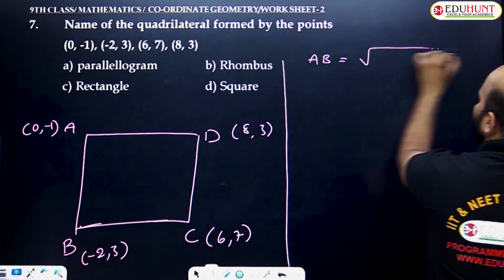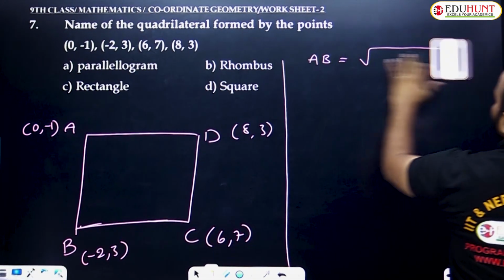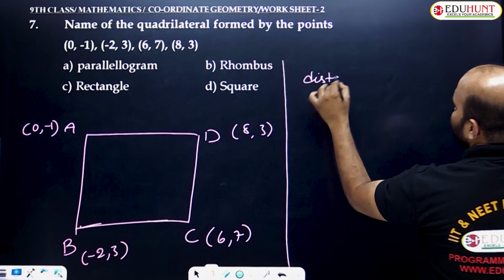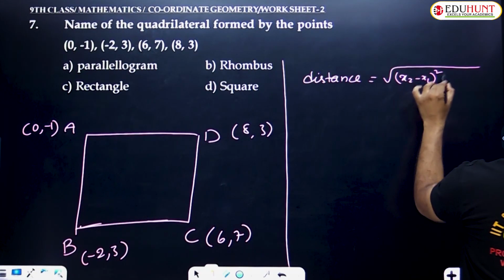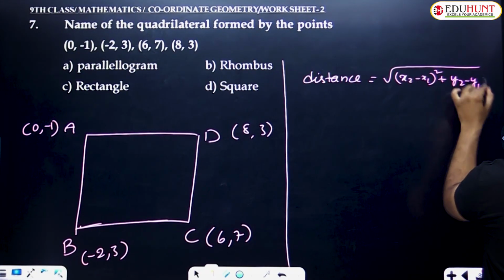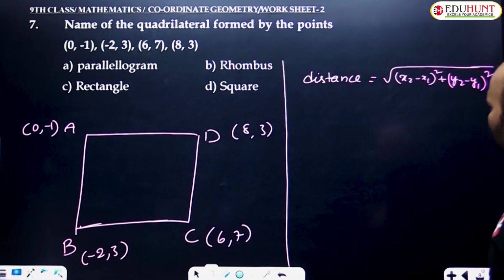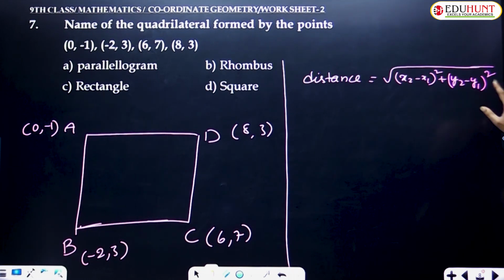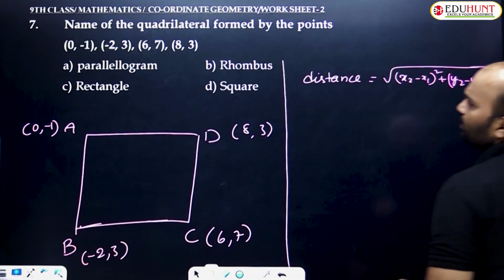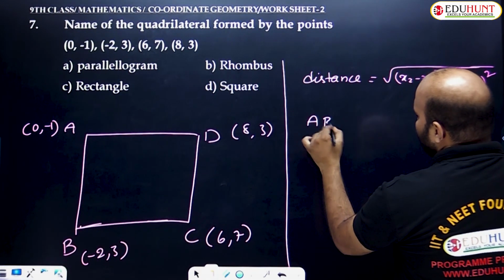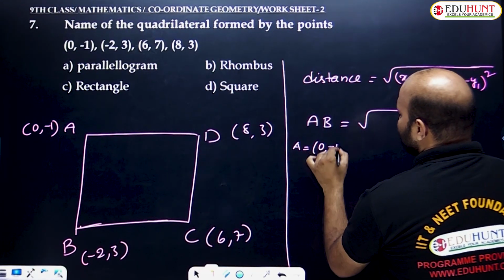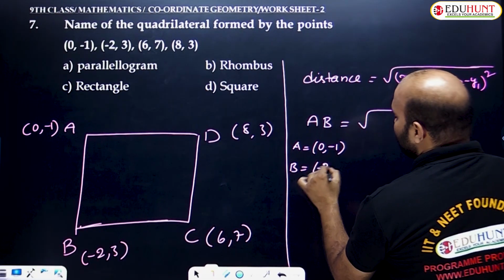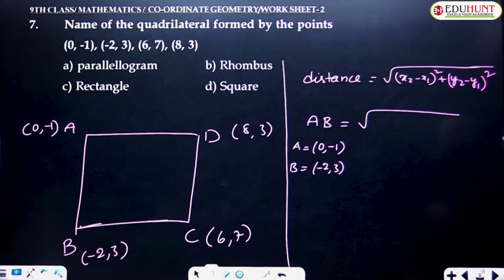First we have to take the distance formula. Distance equals square root of (x2 minus x1) whole square plus (y2 minus y1) whole square. Also it can be expressed as square root of (x1 minus x2) whole square plus (y1 minus y2) whole square. Am I clear? So AB equals square root of, with A coordinates (0, -1) and B coordinates (-2, 3). By using the distance formula we will get AB.